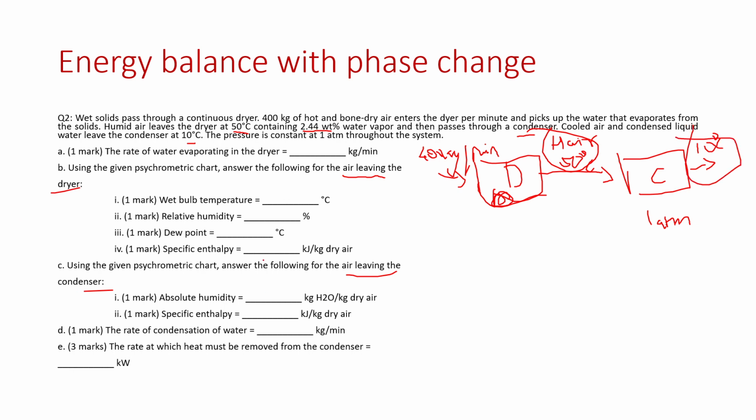And since everything is given in degrees Celsius, kilojoule per kg dry air and all, the psychrometric chart that we'll be using will be in SI units. Next, the rate of condensation of water. Finally, the rate at which the heat must be removed from the condenser for condensation to happen. So these are the things that we should find. Let's calculate everything one by one. First, we have to find the rate of water evaporating in the dryer.